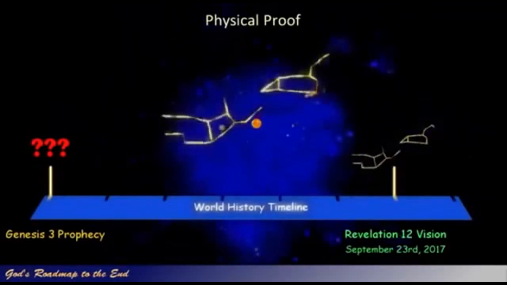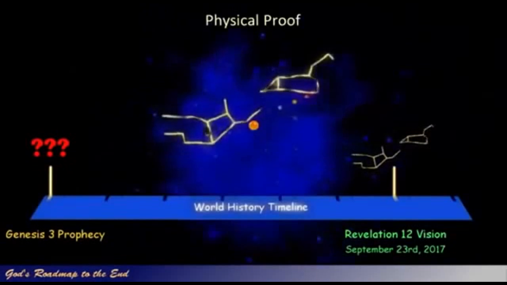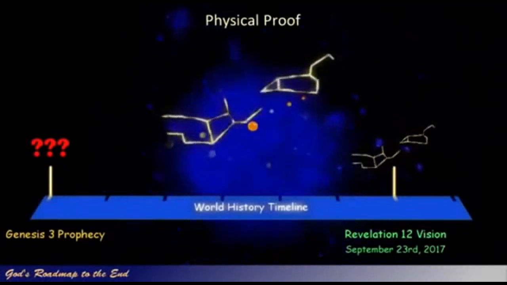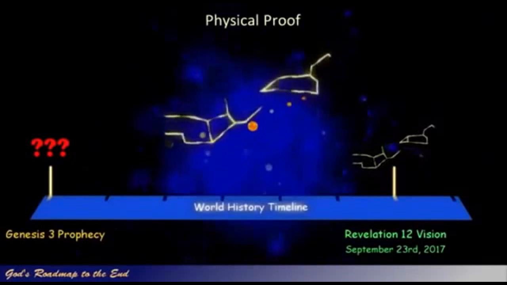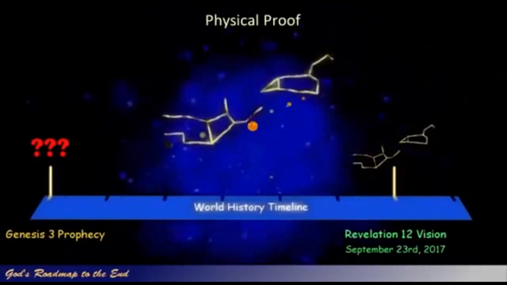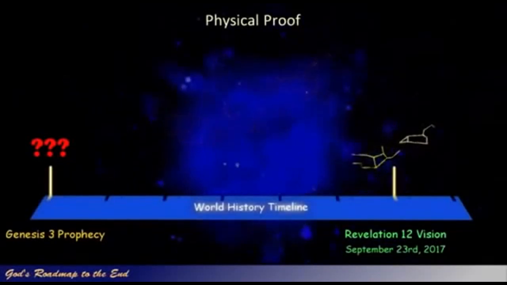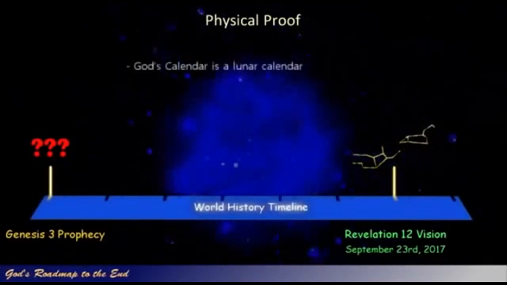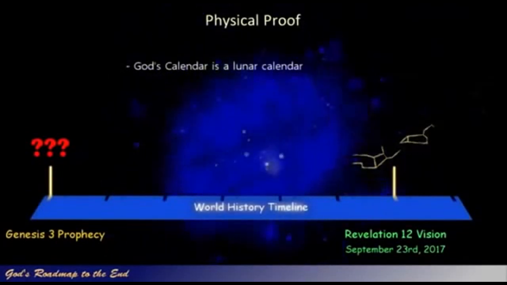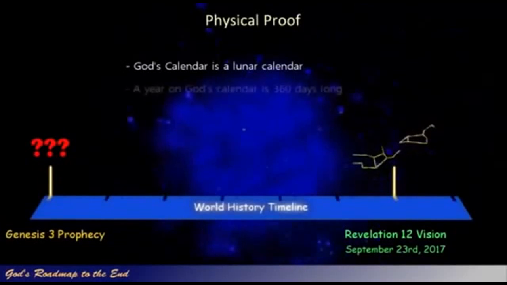Since no information is provided in the Bible between the creation of man and man falling into sin, it would be logical to conclude that the prophecy given by God in Genesis 3 must have occurred shortly after the creation narrative. When we look at time from God's perspective, we know that God uses a lunar calendar when determining years, and that a year, in God's Word, is 360 days long.